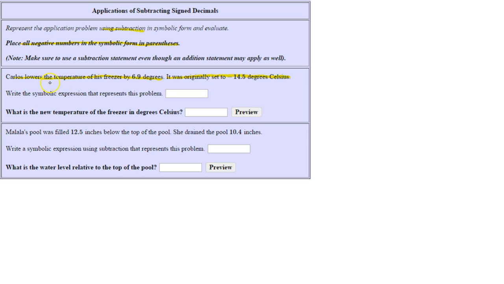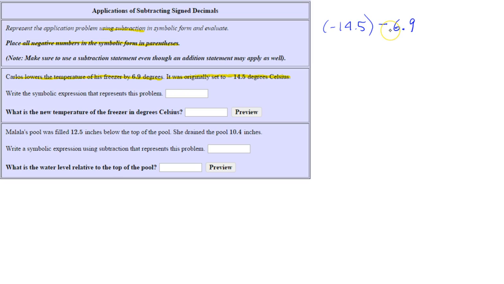Okay, and it's not necessarily the order that the problem is in, because it says that he lowered the temperature of his freezer by 6.9, but it was originally set to negative 14.5. So that negative 14.5 is our starting point, and then he lowered it, so we're going to think of the subtraction as lowering or taking away temperature. So take away 6.9 degrees. Okay, so this is our symbolic expression of the problem.